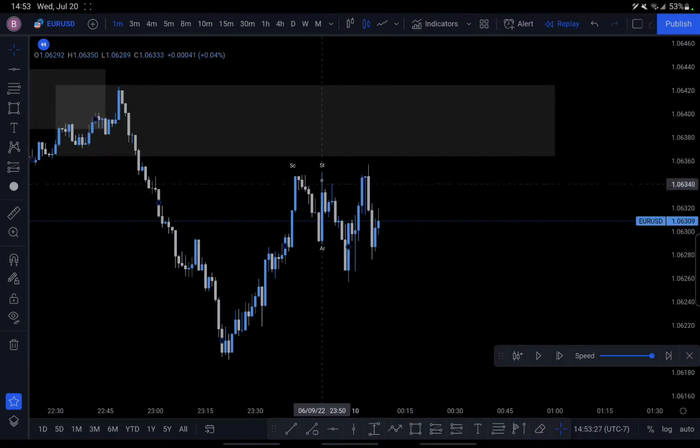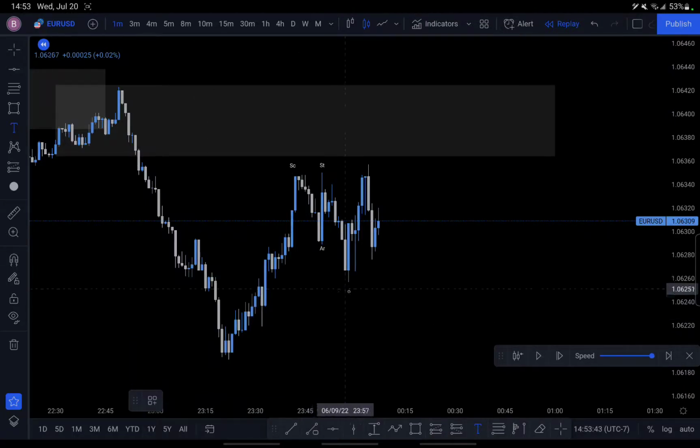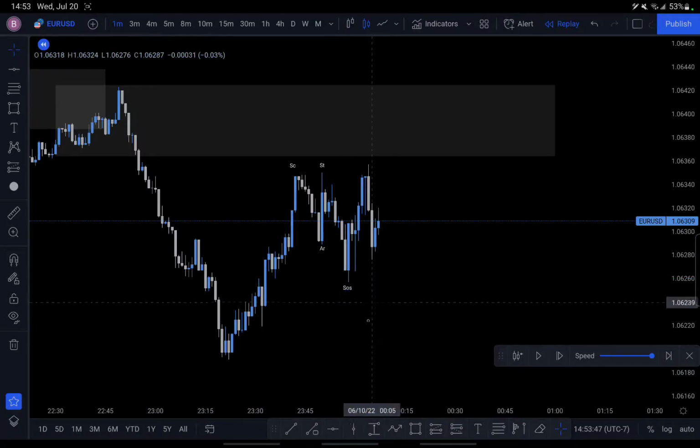Secondary test broke past the seller's climax. All right, and then we have our sign of strength, which broke past the AR, breaking structure to the downside, possibly showing that price wants to go down. So let's go ahead and label that as our sign of weakness here. Let's label that sign of strength just in general, but it's a sign of weakness.